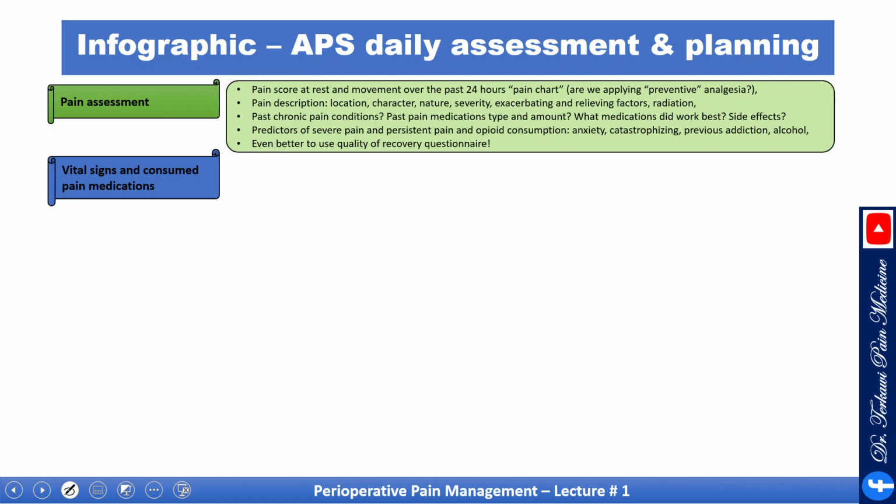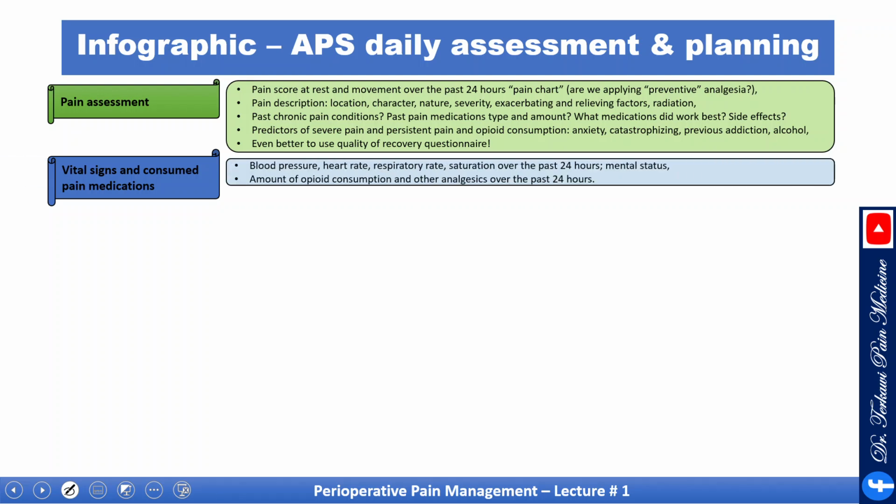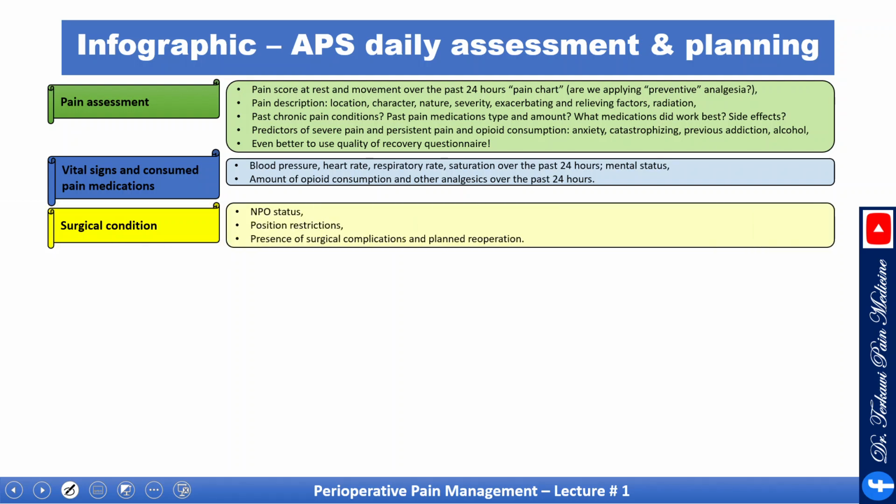Vital sign and consumed pain medication. Look for blood pressure, heart rate, respiratory rate, saturation, again over 24 hours. Assess the mental status. Look for the amount of opioid consumed and other analgesics over the past 24 hours. Surgical condition. Is the patient NPO or can we give oral medication? Is there any position restriction that prevents certain amount of procedural pain, for example? Presence of surgical complications. Is the patient having infection? Are they going back to the OR for debridement or something like that?